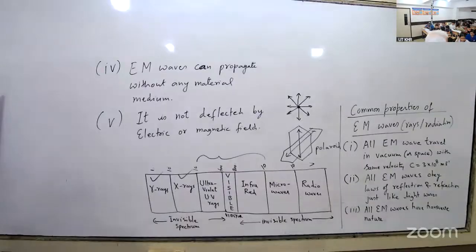So I think it is quite self-explanatory. You can study these from your textbook only. They're given in more detail. Basically, what you have to study is the method of production, how they are produced, what their uses are, and how they can be detected. These three things: production, detection, and use.